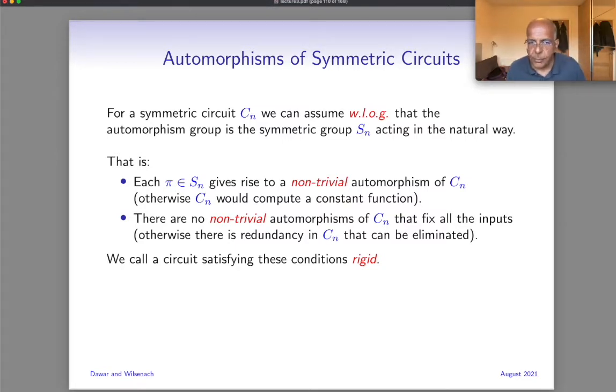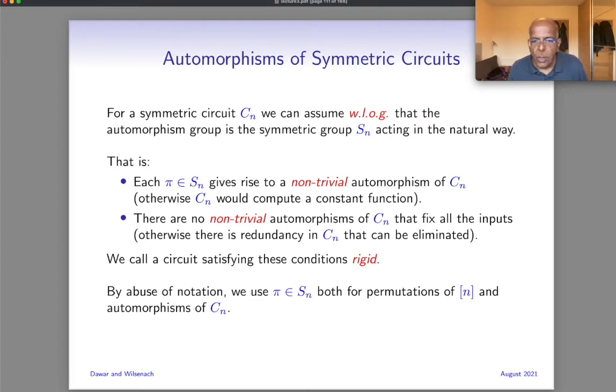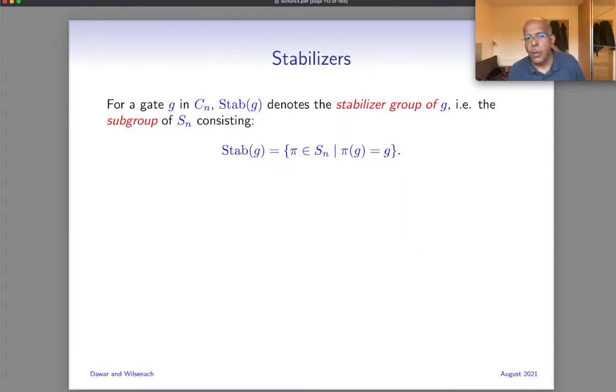That is, that the automorphism group is exactly Sn. And in fact, one can show, as we do in our paper, that you can in polynomial time convert a circuit into a rigid circuit. So we now assume that this is the automorphism group of the circuit, and we write pi in Sn to denote this automorphism. It's sort of an abuse of notation. It's a permutation of the domain of the structure, which is the input, as well as the automorphism group of Sn.